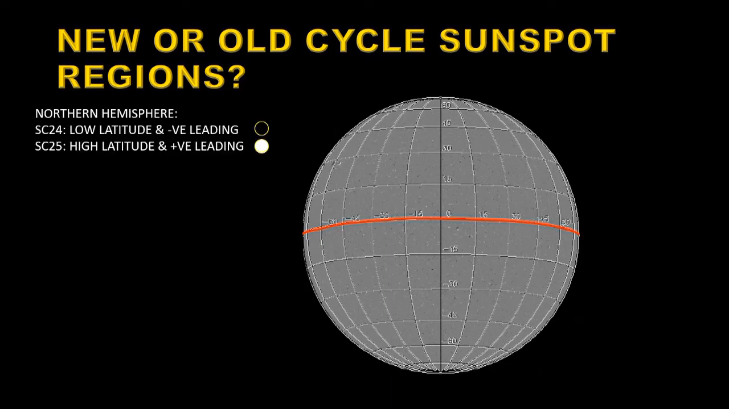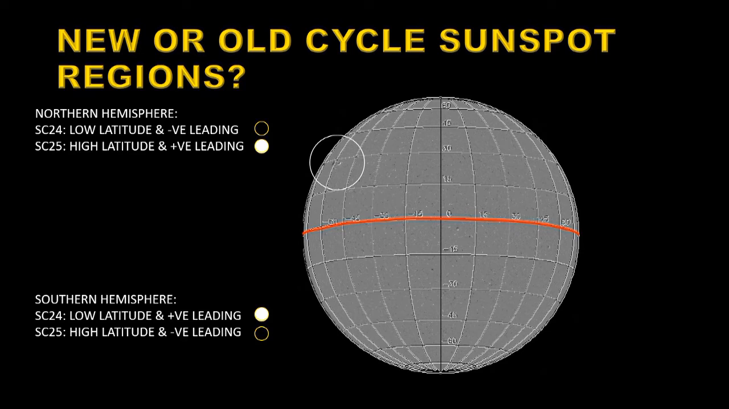Another way of doing this is to look at the polarity of the magnetic field. If the polarity of the leading spots in this group is negative, i.e. it's a dark magnetic field going away from you, then that is a solar cycle 24 region. And if it's a positive magnetic field, then it's a solar cycle 25 region. And so this region here obviously has a light color leading, so that is positive magnetic field, so it's likely to be solar cycle 25. And it's also at high latitude, so it's very likely to be a solar cycle 25 region.